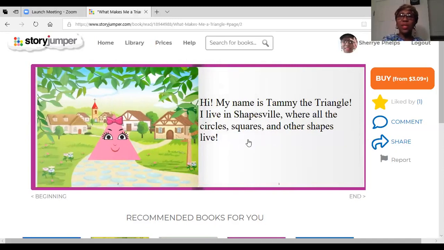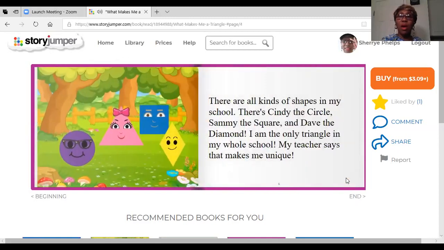Hi, my name is Tammy the Triangle. I live in Shapesville, where all the circles, squares, and other shapes live. There are all kinds of shapes in my school. There's Cindy the circle, Sammy the square, and Dave the diamond. I am the only triangle in the whole school. My teacher says that makes me unique.